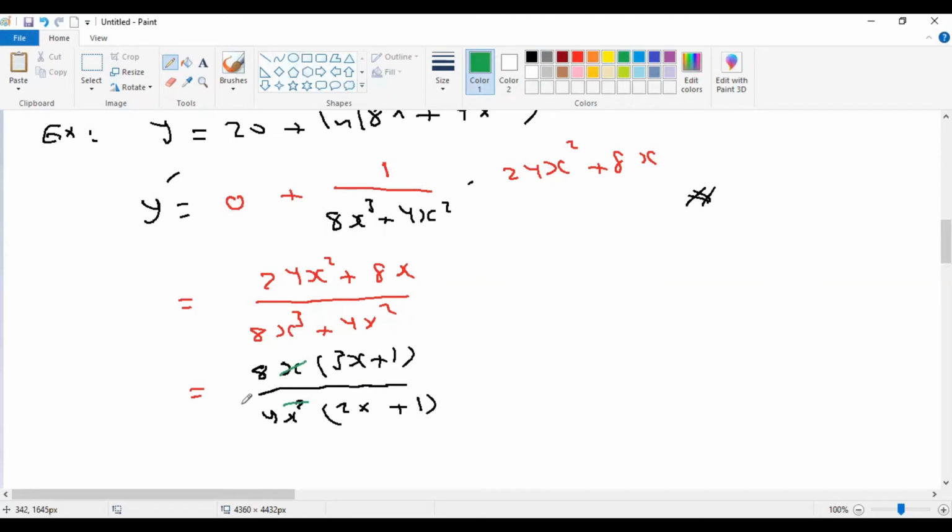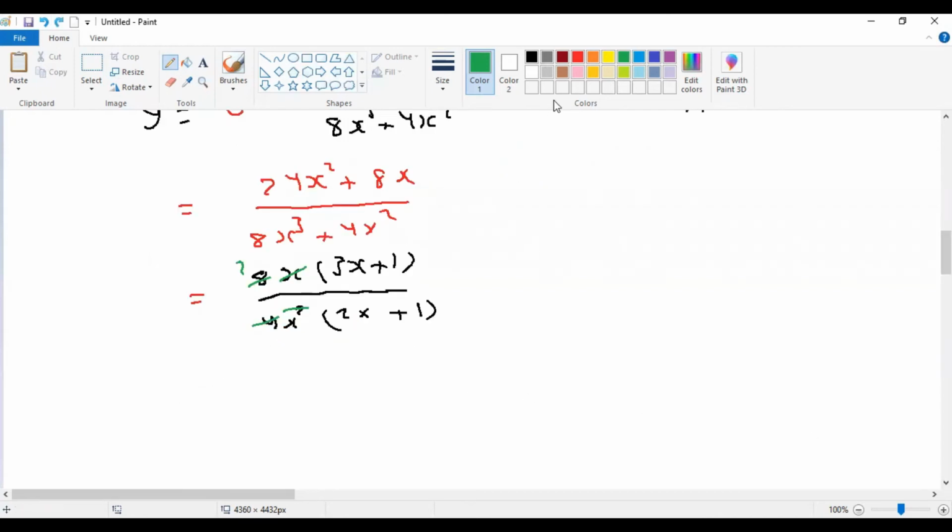So then I can write it here. I prefer to write it down, it will be better. So I can write it as equal to 2 multiplied by 3x plus 1, which is 6x plus 2, which is 3x plus 1 over x multiplied by 2x plus 1. They can be multiplied.